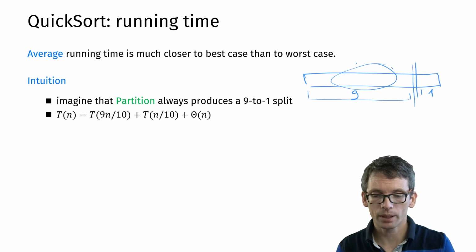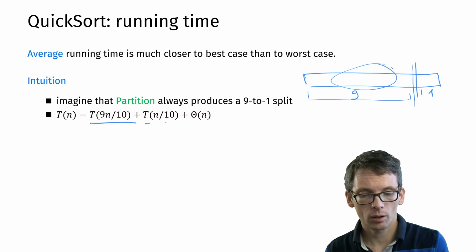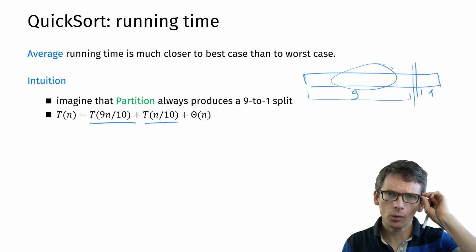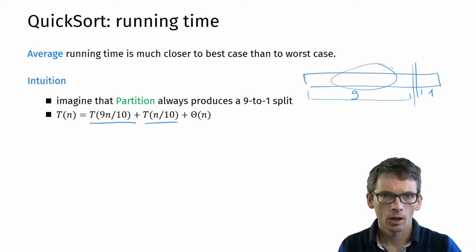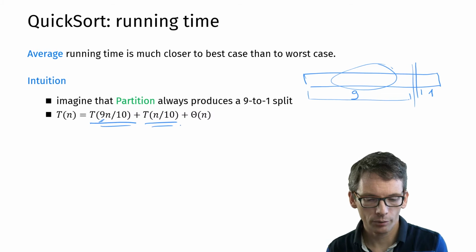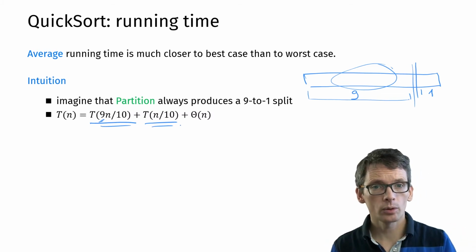But even in this really bad case, if I look at the recurrence, what would the recurrence be? It would be T(9n/10) + T(n/10) + Θ(n). Now, how do we solve this recurrence? We cannot use the master theorem because these two terms are different. So it's not 2 times something. We can use recursion trees.